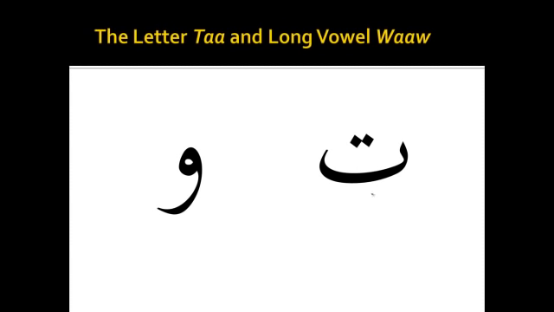Here we have the ta and the wow. Let's write here ta, and we'll write above here wow. Now the ta is like the T in English. Very similar to the letter T in English. So that's not too difficult. So for example, I would say table, like the T in table.